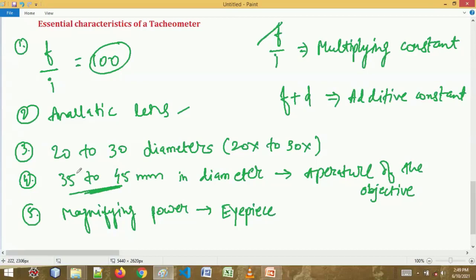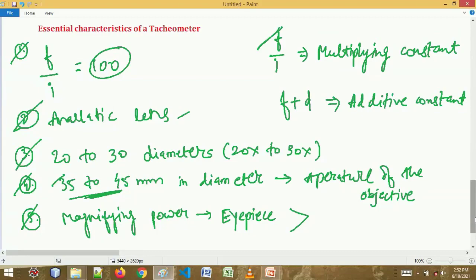So point number 4 and point number 5 are interconnected. First, if the aperture of the objective is 35 to 45 mm in diameter, we will have a bright image, and the magnifying power of the eyepiece should be of a greater value, because of which the graduations of the staff, that is the readings on the staff at a longer distance, will be clearly visible to us. So these are the 5 essential characteristics of a tachyometer.